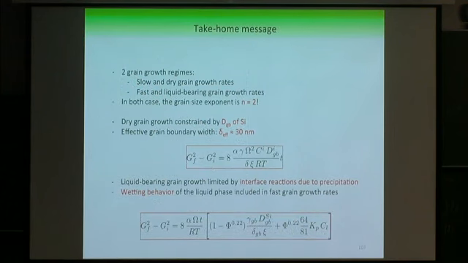And so here's the take-home message. We can see from the literature that there are 2 grain growth regimes. There's one that is slow and dry, and there's a second one that is fast for liquid-bearing aggregates. In both cases, the grain size exponent is 2. This is the most important message that I want you to get, because I spent 3 years trying to determine this grain size exponent, and finally I found that it was 2. So the grain size exponent is 2.